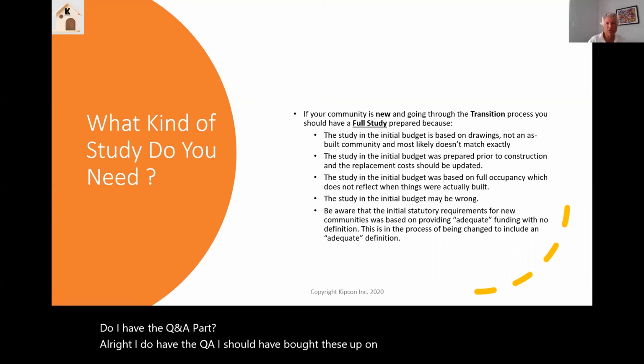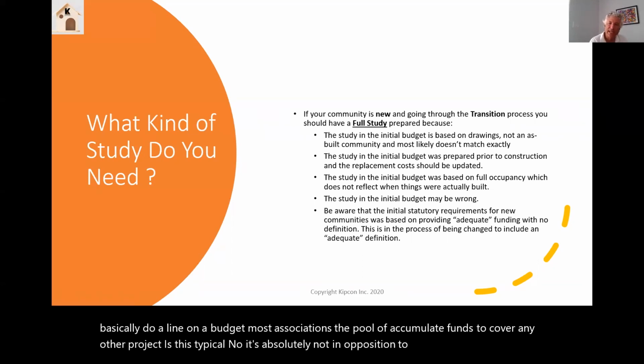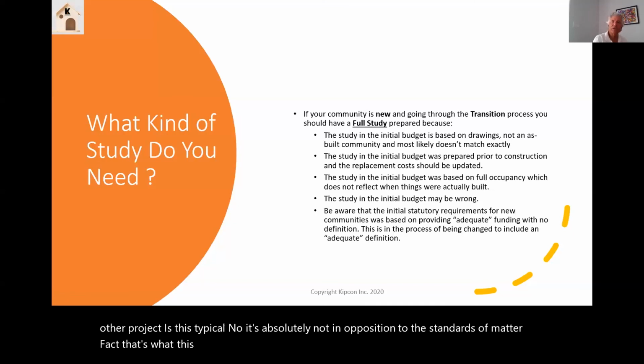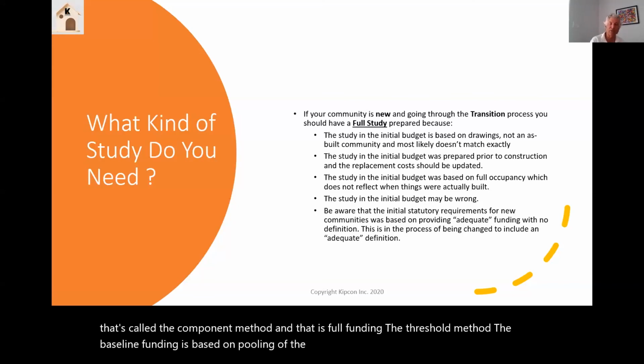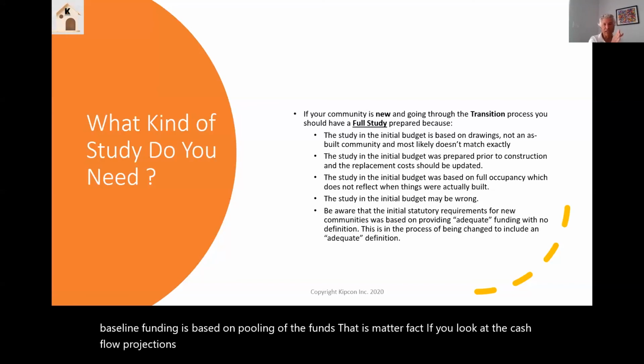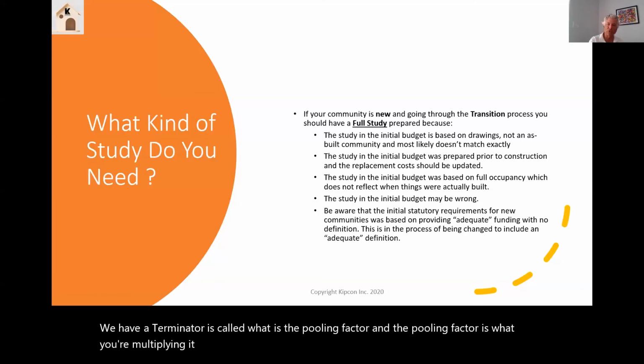The reserve study basically gives you a line on a budget. Most associations use the pool of accumulated funds to cover any number of projects. Is this typical? No, it's absolutely not in opposition to the standards. As a matter of fact, that's what the standard is. If you use the line item budget and add everything together, that's called the component method, and that is full funding. The threshold method, the baseline funding, is based on pooling of the funds. As a matter of fact, if you look at the cash flow projections that we do, we have a term in there. It's called, what is the pooling factor? And the pooling factor is what you're multiplying it by in order to come up with your threshold or your baseline.